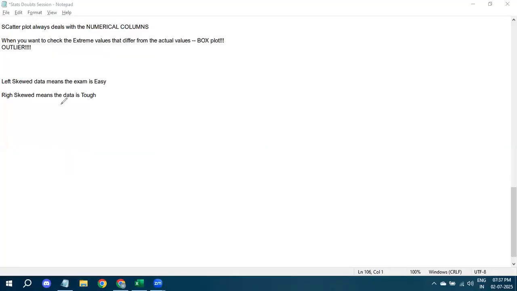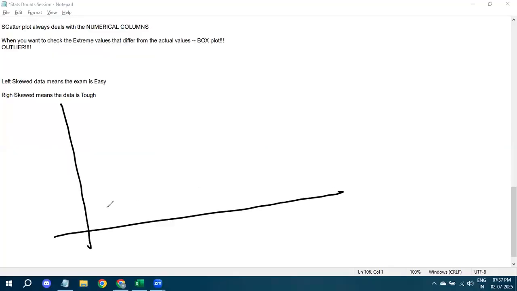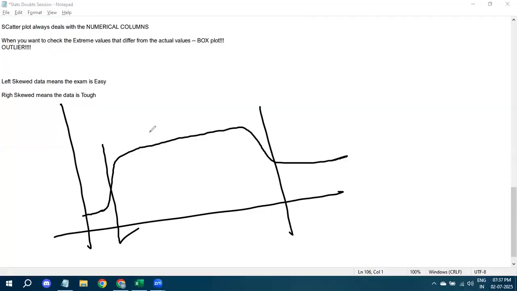Now, what is plateau? Plateau means it is like this. Plateau kurtosis is where most of the data points are flat. We will be having too many constant values. Then it is called plateau kurtosis.